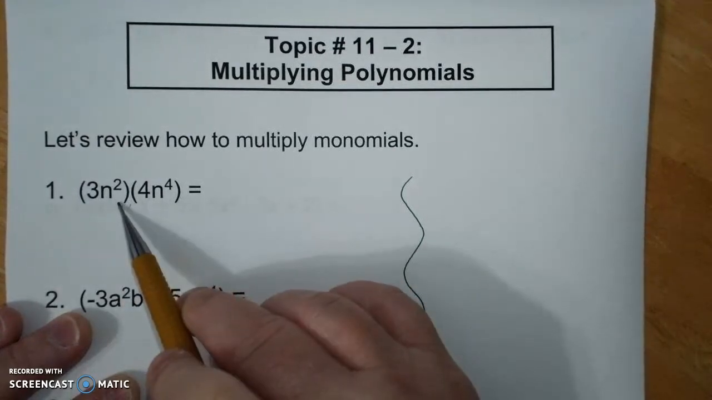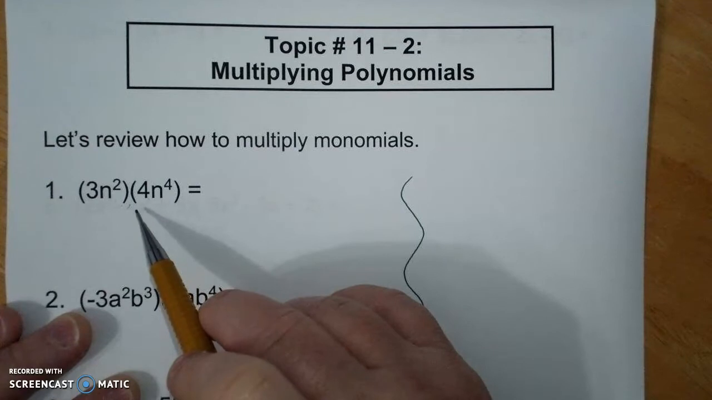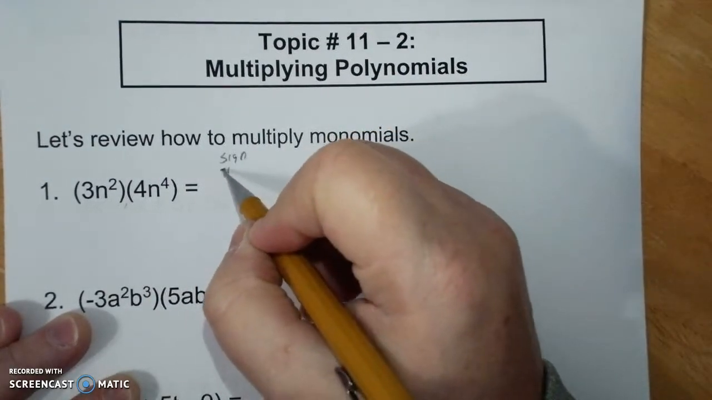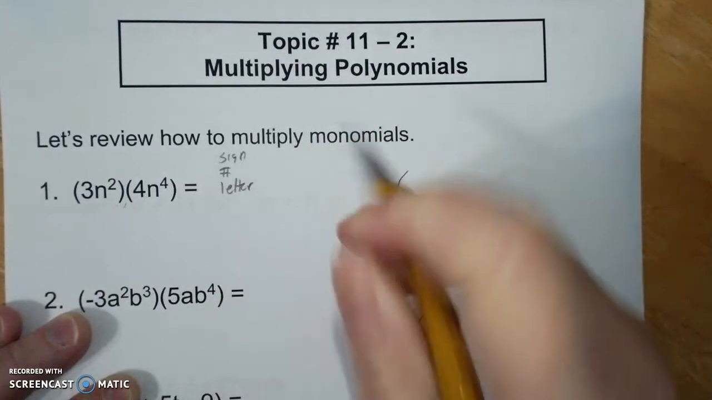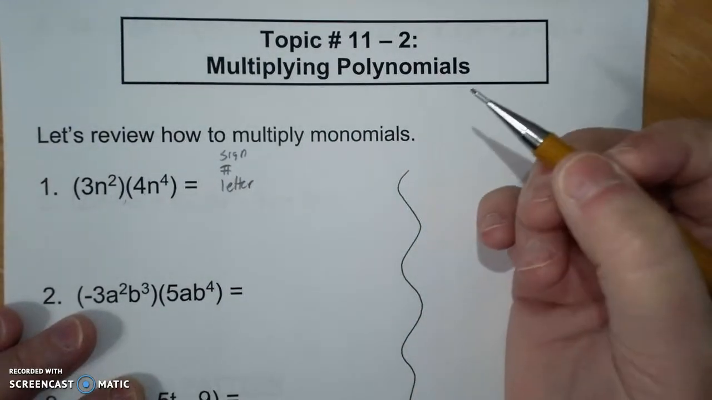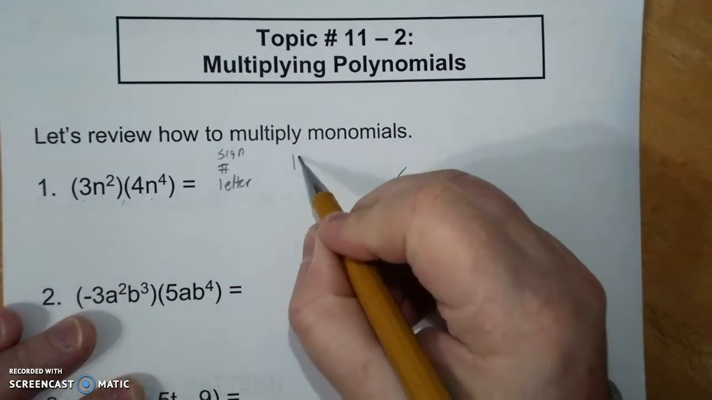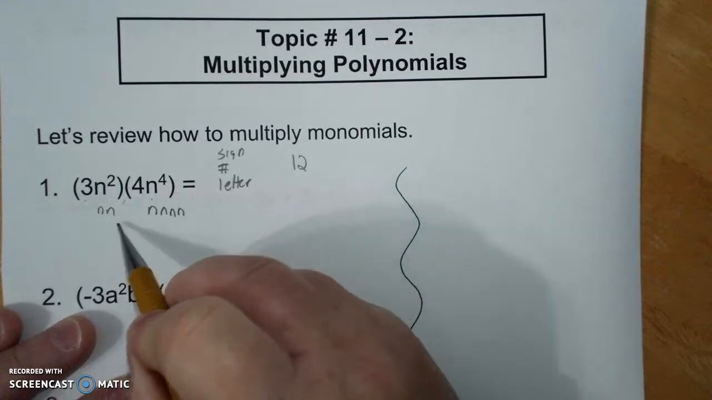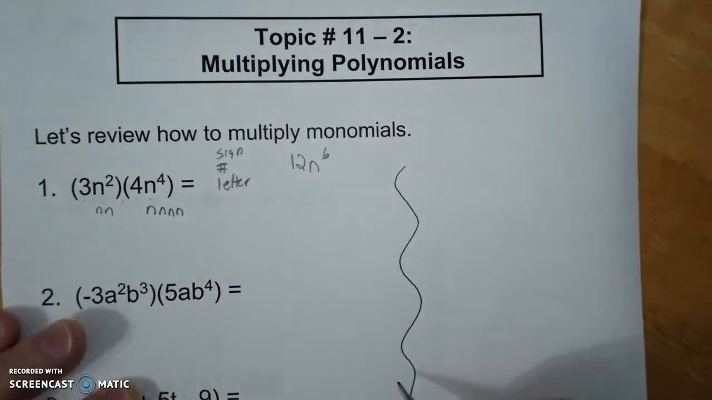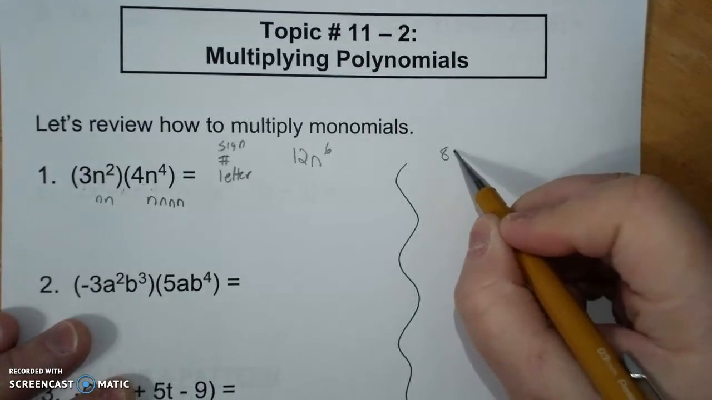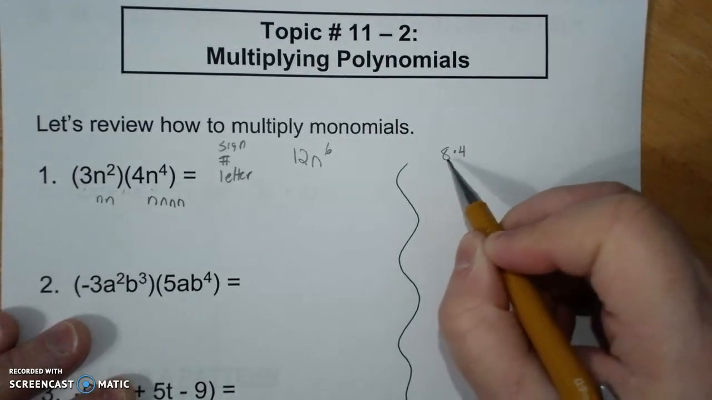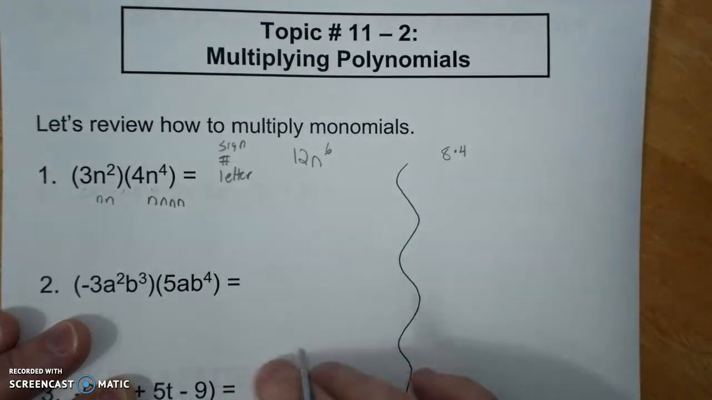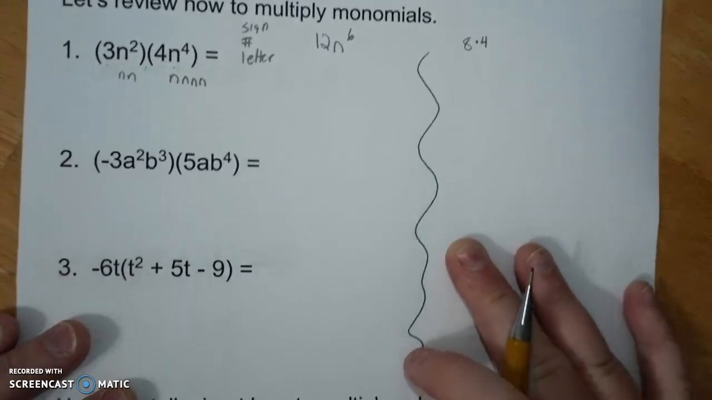When I do problems like this, I take care of sign, number, letter. That's what my brain tells me. Positive times a positive is a positive. 3 times 4 is 12. There's 2 n's here. There's 4 n's here. And when I count them out, it's n to the sixth. This is very similar to doing 8 times 4. And I'm going to relate the 5th grade multiplication to algebra multiplication a couple of times.